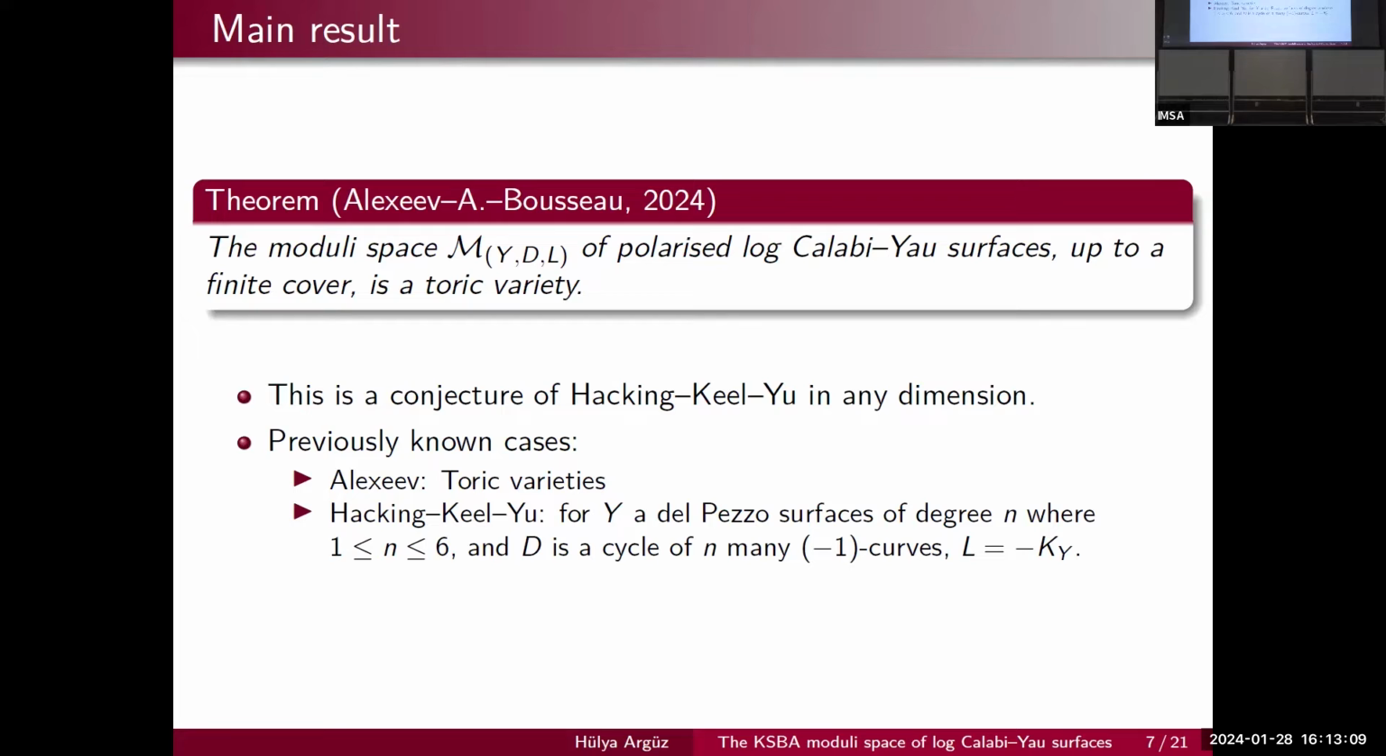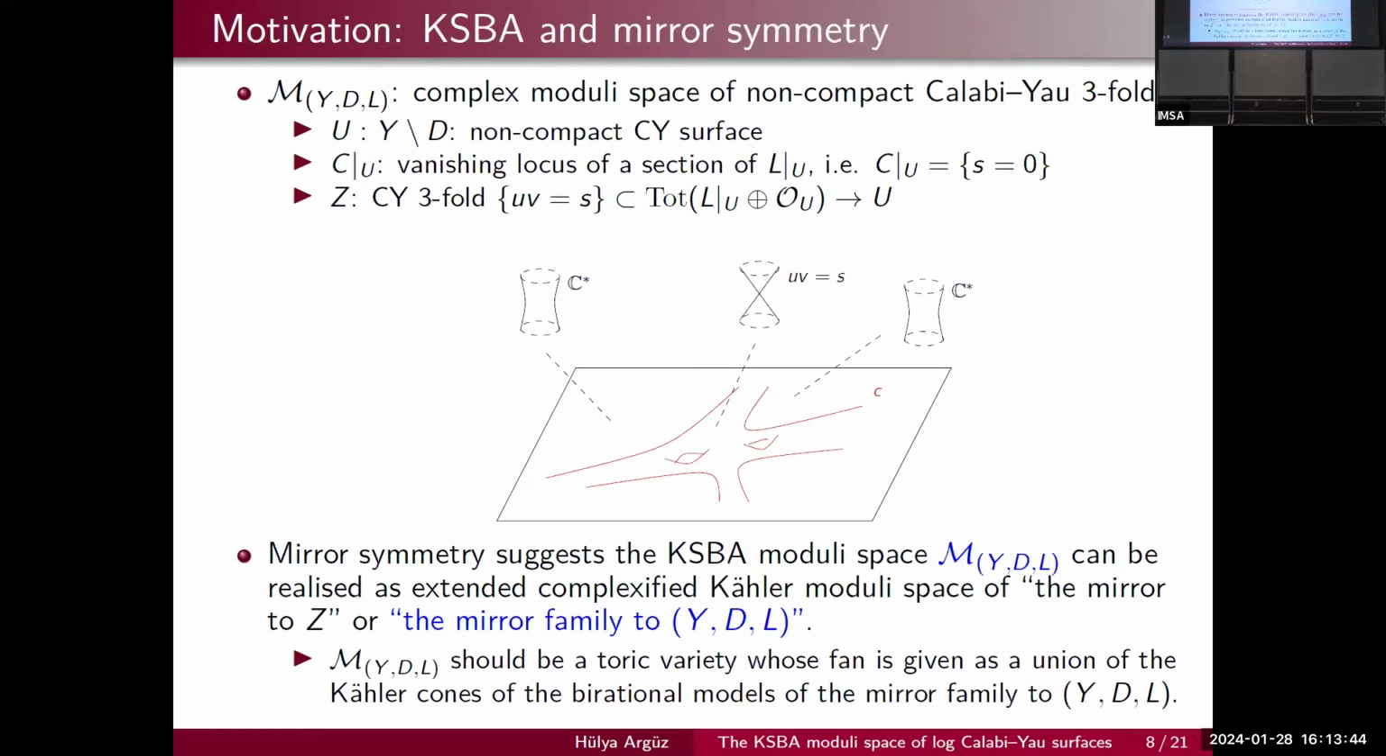So they proved it for the log Calabi-Yau surfaces of degree n, where n is between 1 and 6, and they fixed C to be a cycle of n minus 1 pairs, and they fixed L to be the anti-canonical bundle over Y. In this situation, this was proven, and we're proving this for all log Calabi-Yau surfaces. And we plan to put our paper on arXiv in a couple of weeks' time, so it should be on arXiv in February. I will tell you how the proof works after I tell you a motivation and why this whole KSP story is related to mirror symmetry.